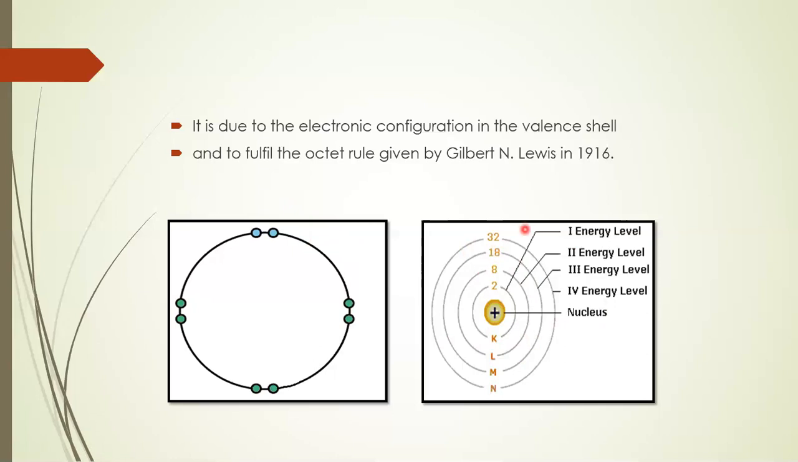But the M and N shells contain 18 and 32 electrons. This is according to the electronic configuration given. But according to G.N. Lewis, only that atom will be stable that is following the octet rule. So to follow the octet rule, atoms exhibit chemical bonding.